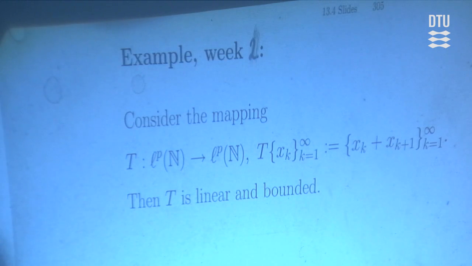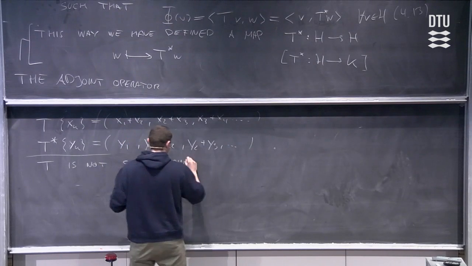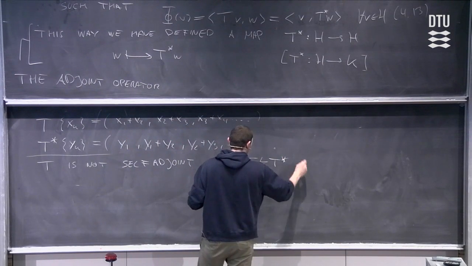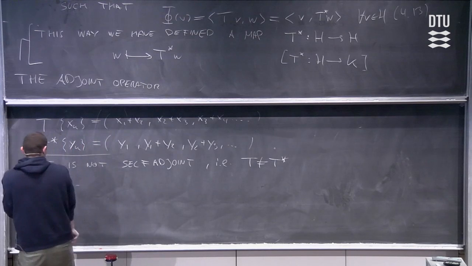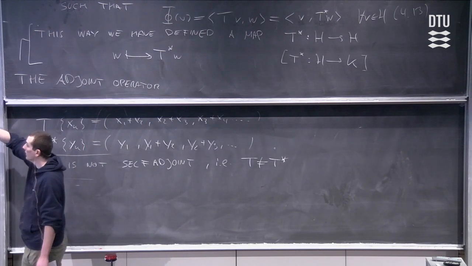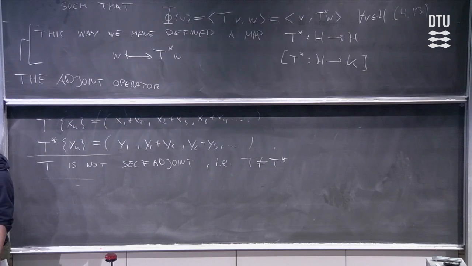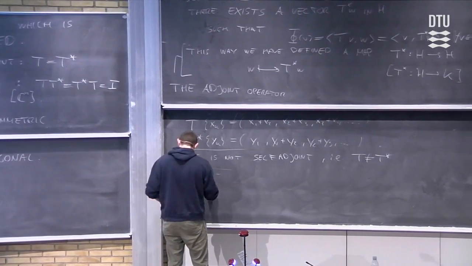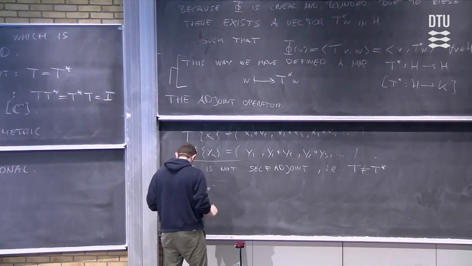What about unitary? Well, let's do a calculation. So T is not self-adjoint, that is, T is not equal to T star. What about unitary? To be unitary, we need this equality, or both equalities. Note, just because this is satisfied doesn't mean this is satisfied. We have to check both. And of course, if one goes wrong, then we don't need to check the other one.